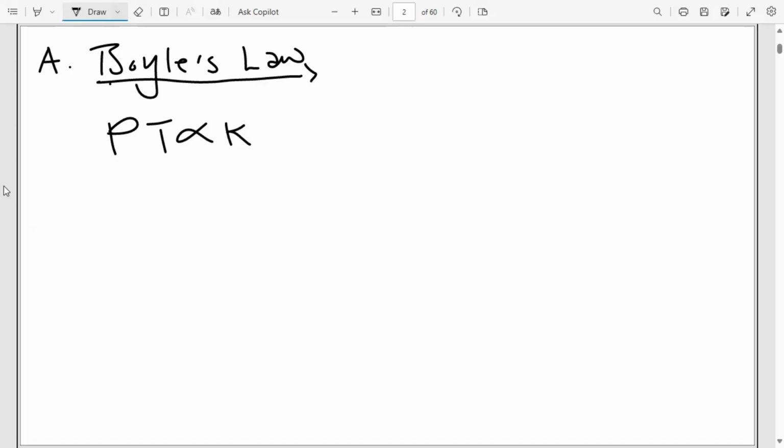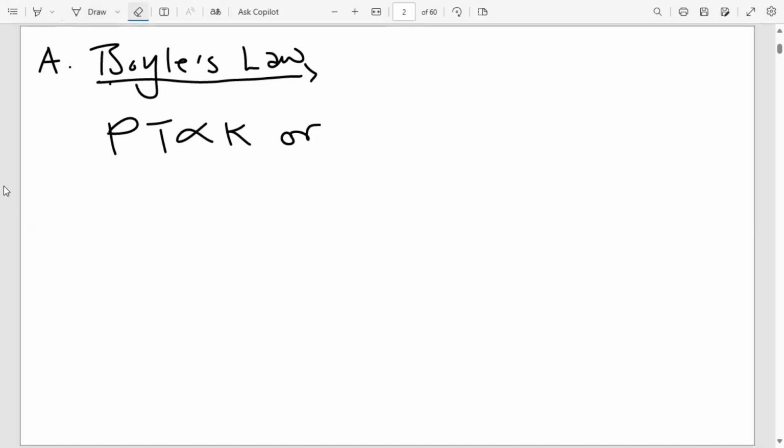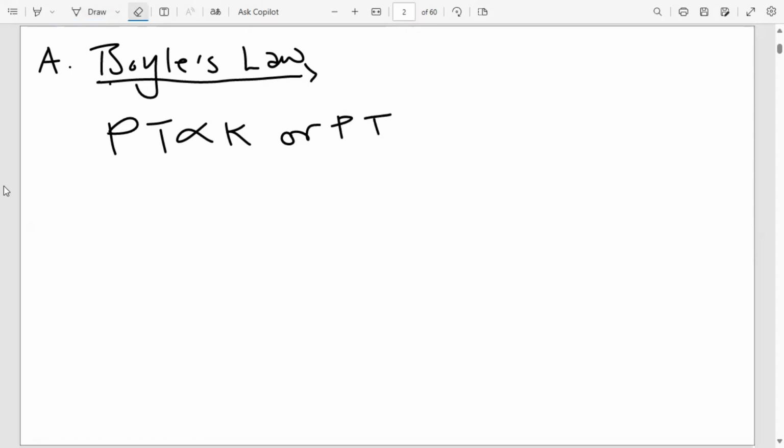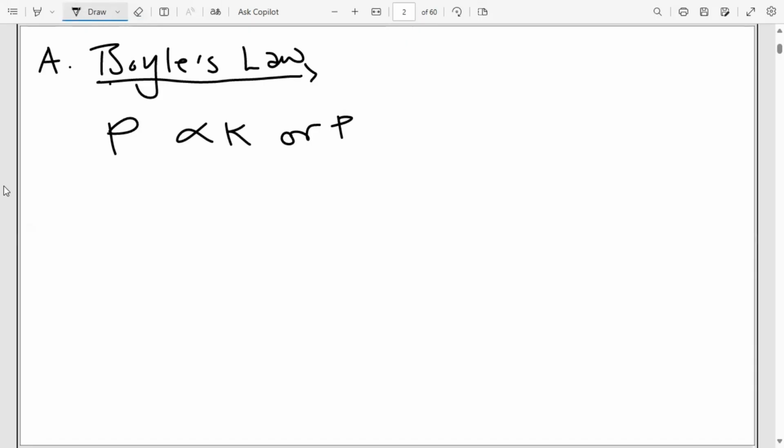And what does this relationship actually represent? Pressure, temperature, or rather pressure and volume, not pressure temperature, sorry. PV is equal to a constant K. Now, what is this Boyle's law, the first law that we are discussing, actually explaining? The relationship between pressure and volume.